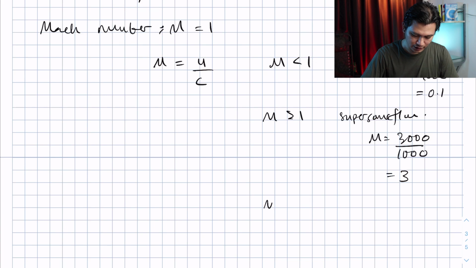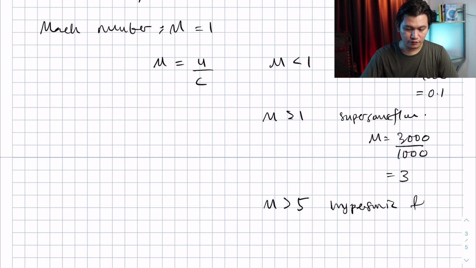But if the Mach number is high, that is greater than 5, we call this hypersonic flow. This is very rare. Maybe a high-end fighter jet has this, and this is called hypersonic flow.